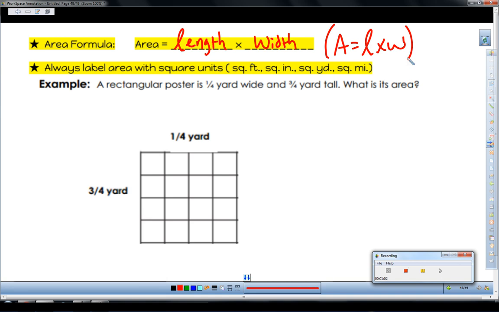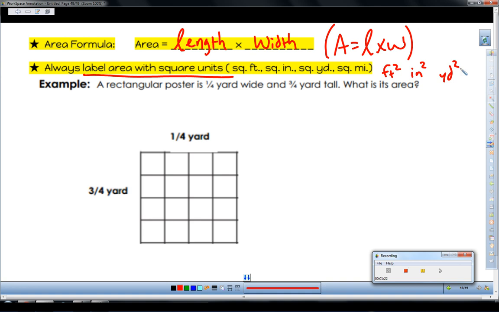The second thing we must recall is that we always label area in square units. And so there are some examples, and I will also write a couple more using the 2 to represent square, the exponent of 2 to represent squared.